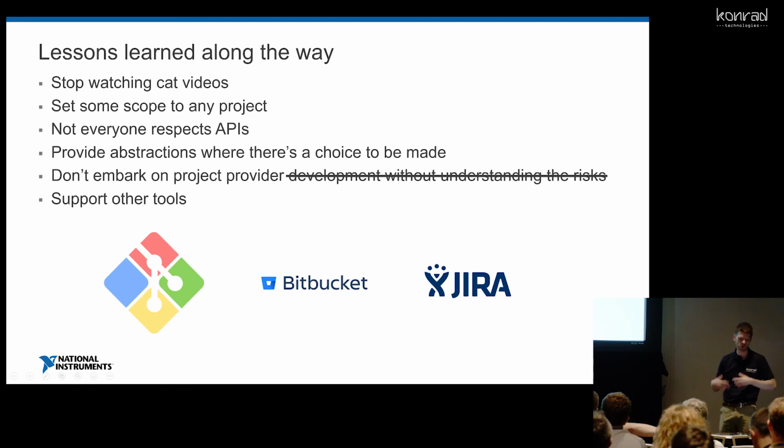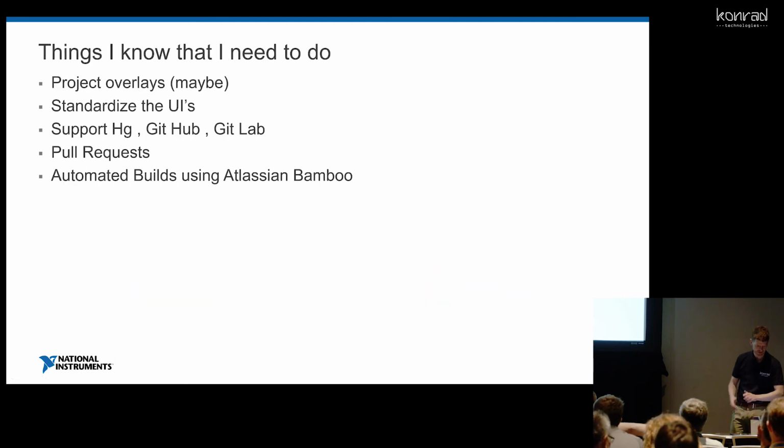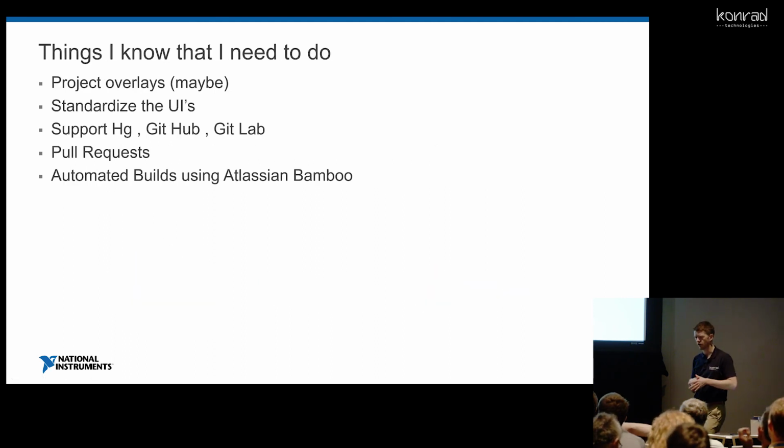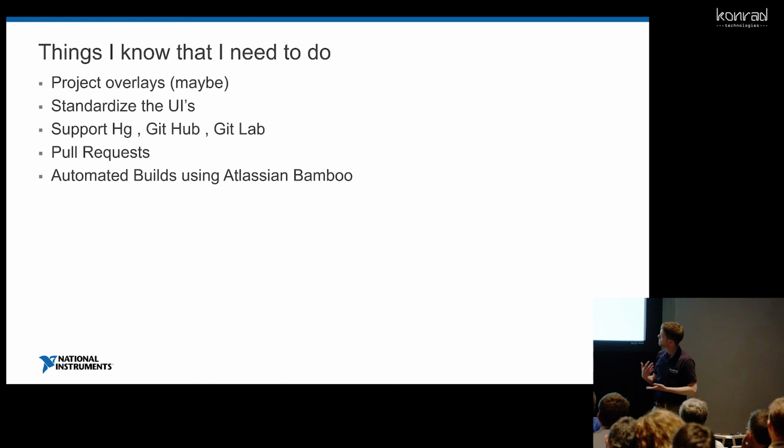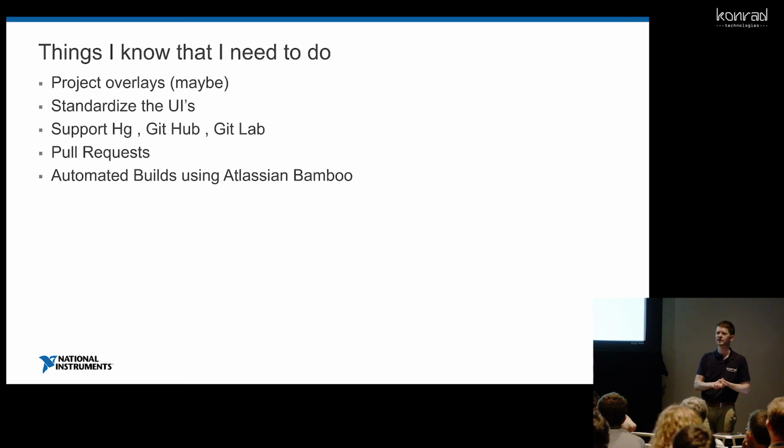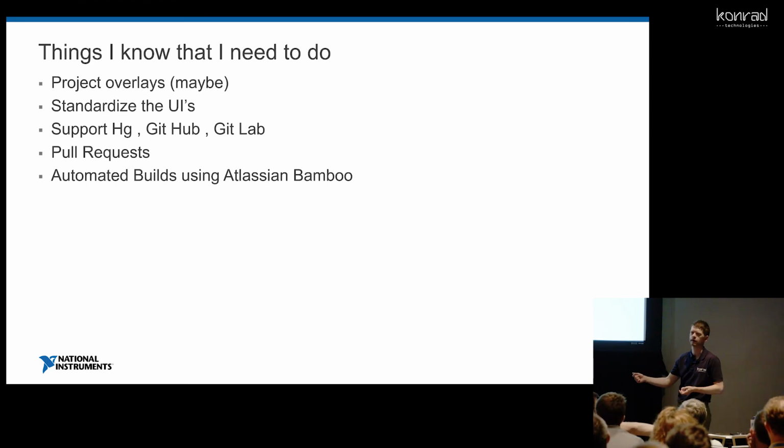But I would like to support other tools as well as JIRA, because there's some great issue tracking features in those other tools. I know that there's a lot that I still need to do. I might look at project overlays. I'd like to see something in the project window. I don't even know if they're still available in 2019. I believe they've now been switched off, but you can choose to opt back in. I might look at that. I know that the UIs need a lot of work.